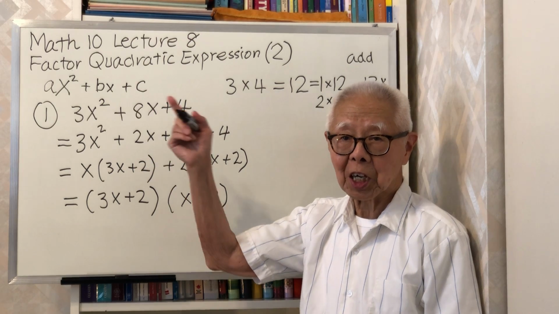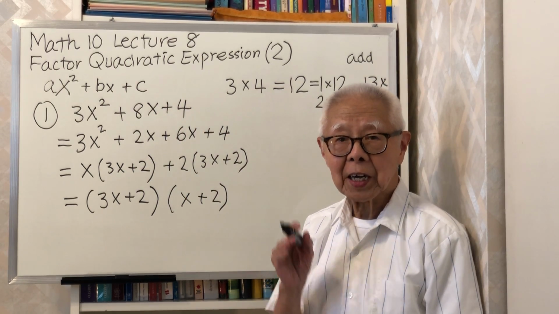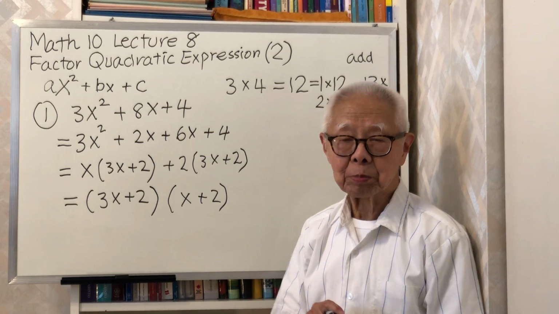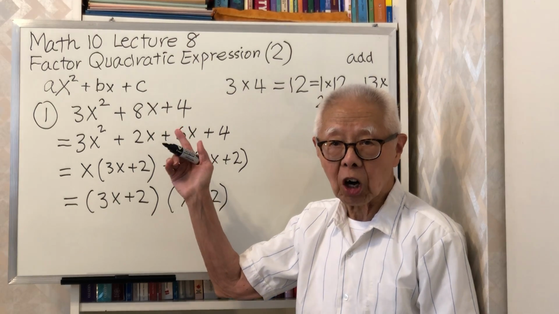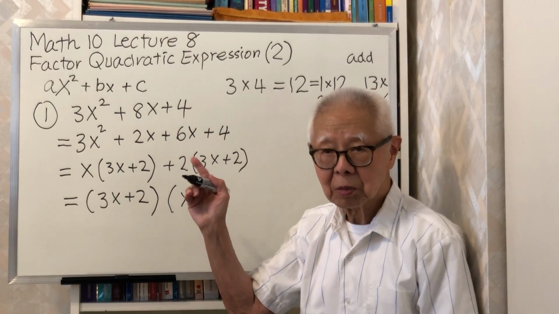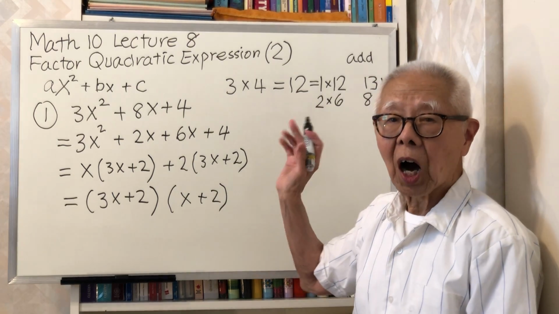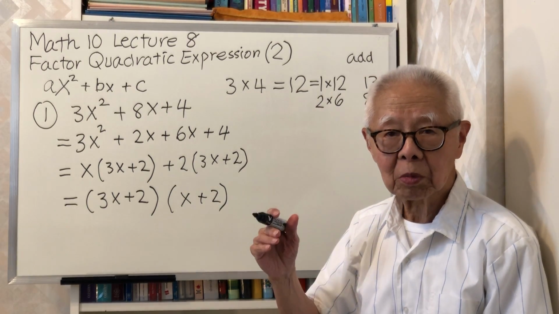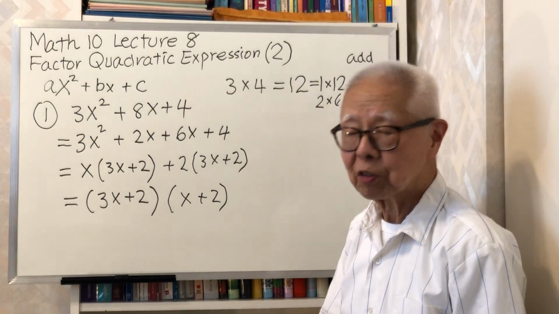This is how I factor the quadratic expression where the x squared term has a number other than 1 before it. So I break the middle term into 2 terms. And this is the way I figure out how to break the middle term into 2 terms. Let's have another example.